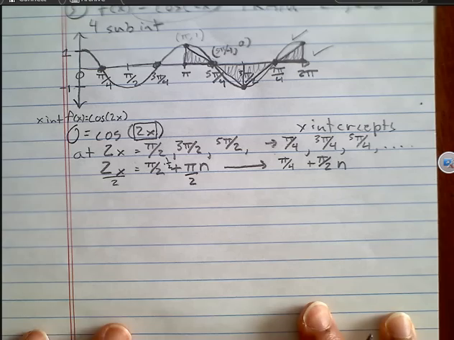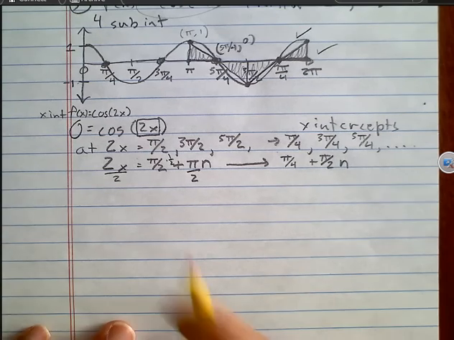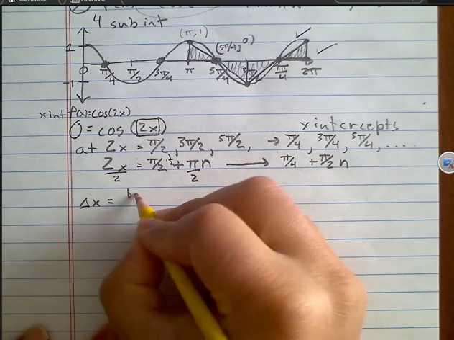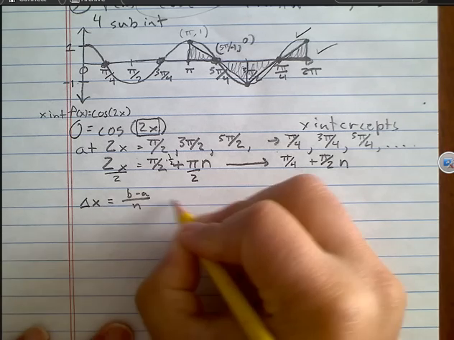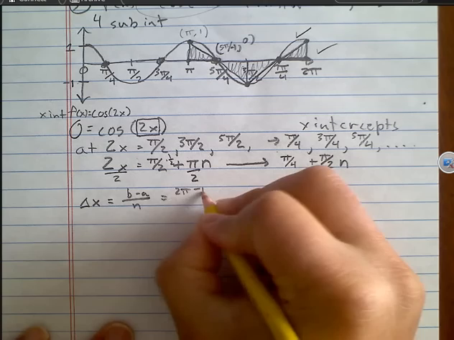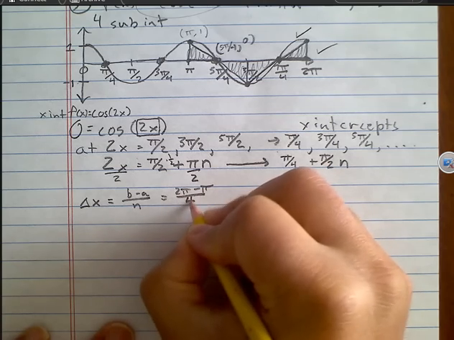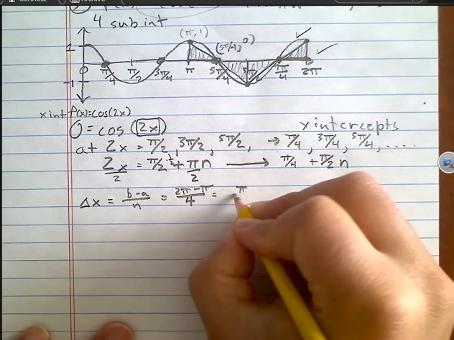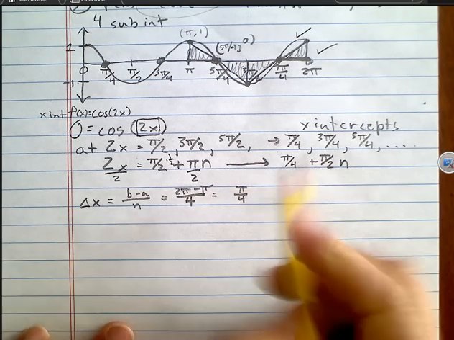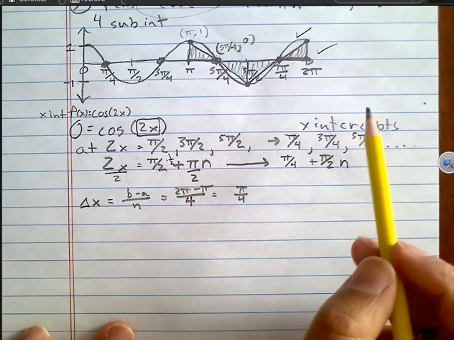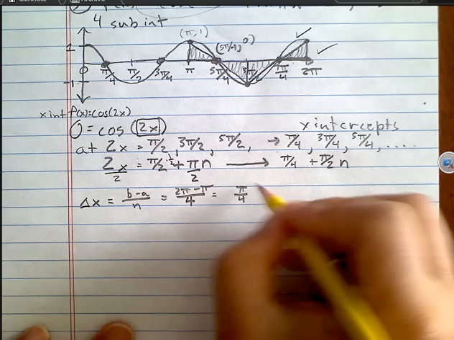So let's find our delta x. Delta x is equal to b minus a over n, which is equal to 2 pi minus pi over 4, which is equal to pi over 4. So each base is adding pi over 4 each time. And we've already seen that. We already know that. So we have our delta x.